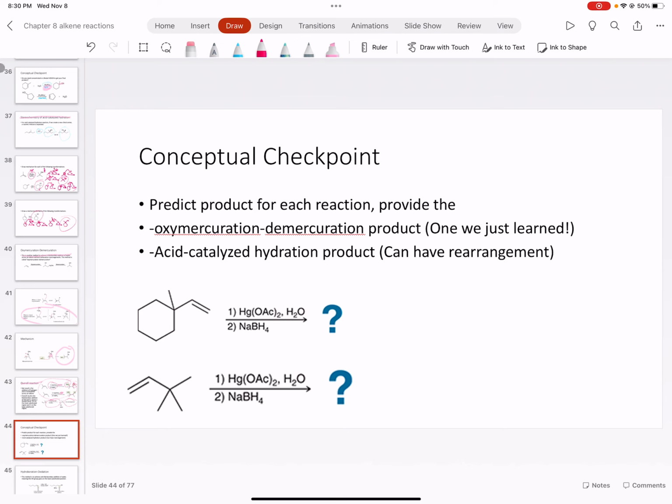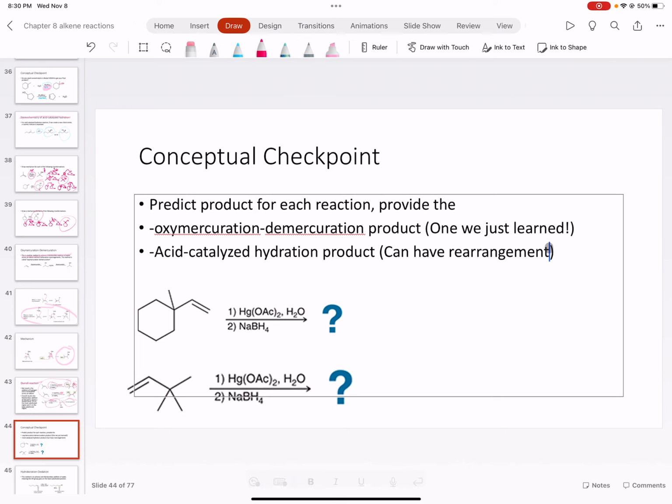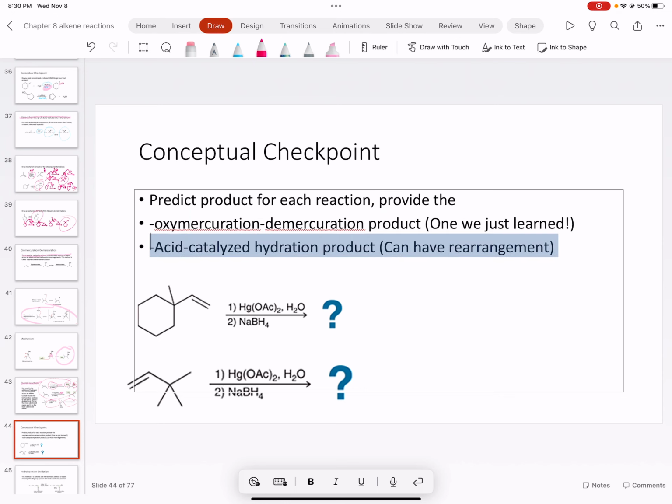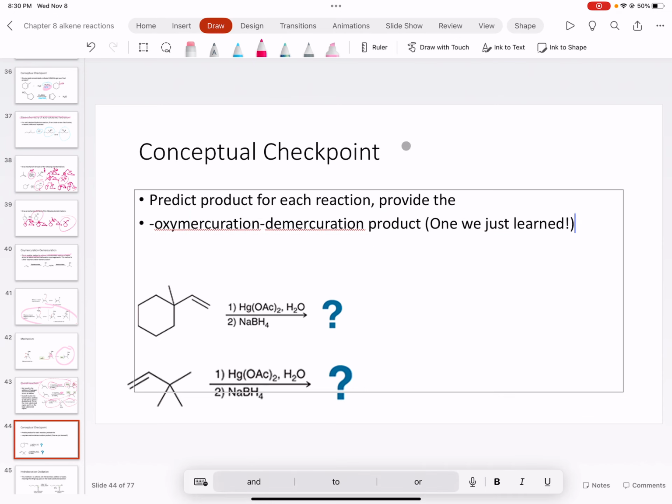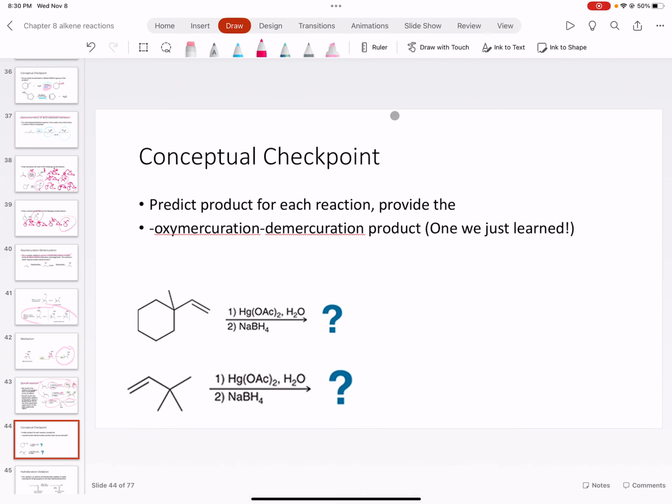So I feel like this one can be a little bit tricky because it was asking us to combine two topics at once, and I don't want that. So we're just going to do this. Instead of two different products, let's just focus on the reaction that we learned. I don't want us to get confused.